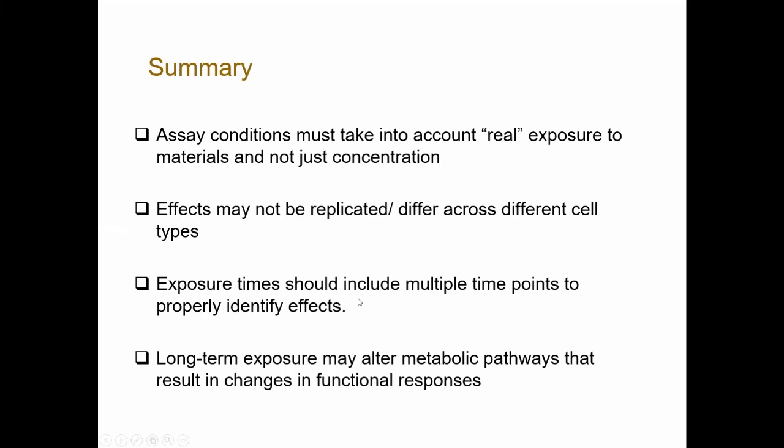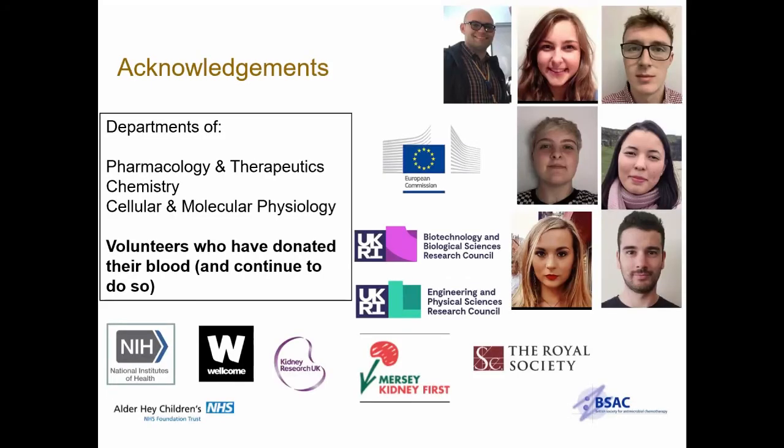In summary, we have to take into account the real exposure of the materials, not just the concentration. From our data, the effects that we see in one cell type might not be uniformly replicated across different cell types, so the critical path of the project and the material is important in the cell choice. Exposure times, with multiple time points, are really important to see where most of the effect occurs. And we know that long-term exposure to some of these things might alter metabolic pathways and change how the cells respond. So I'll leave that there.